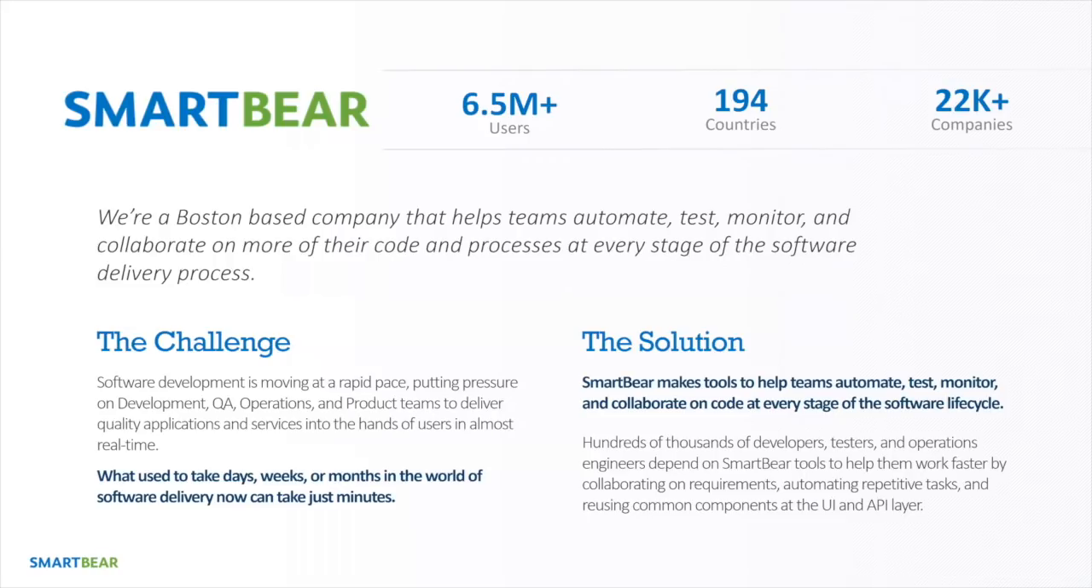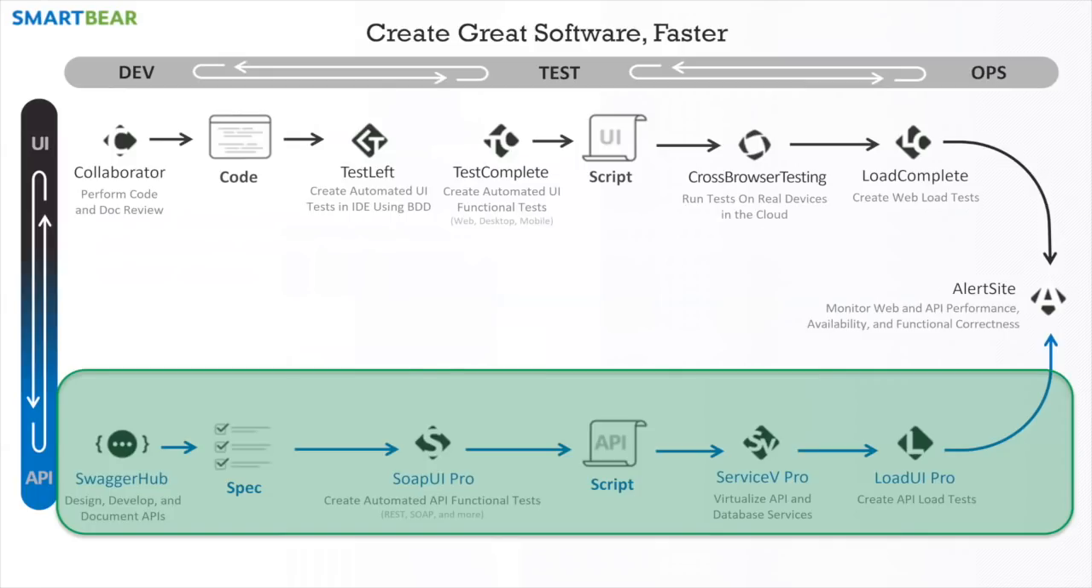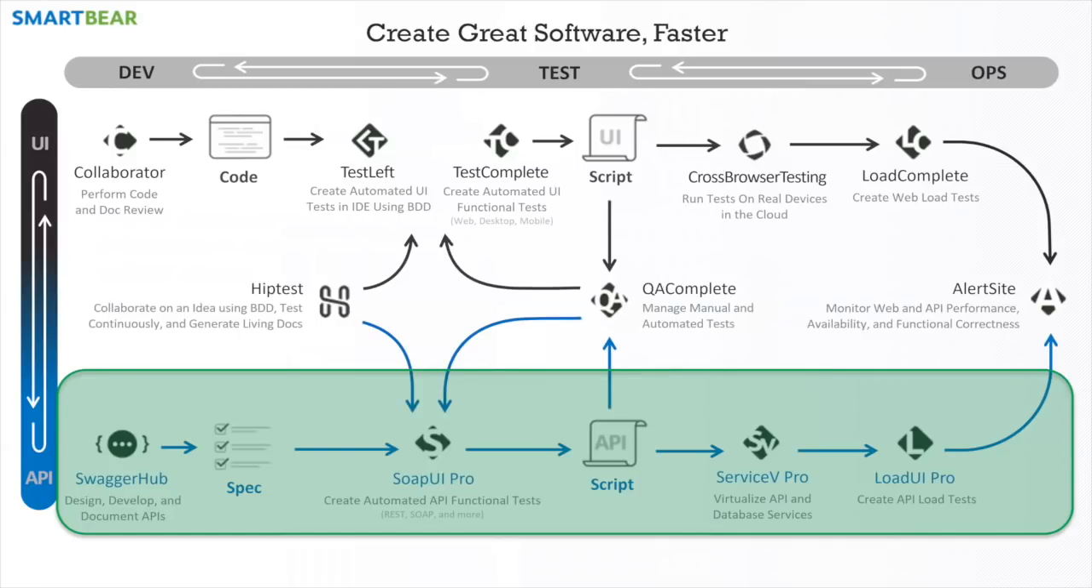And this is kind of a look at the entire portfolio. We have a range of solutions on the UI side and the API side, fulfilling answers for developers, testers, and operations teams. Today, we'll be focusing mainly on the API side, so the bottom of this portion of the map. So maybe a little SwaggerHub with Swagger spec, SoapUI Pro, our API functional testing tool, ServiceV Pro, our API virtualization tool, and then LoadUI Pro, our performance and load testing API tool. So that's where we'll be focused mainly today.